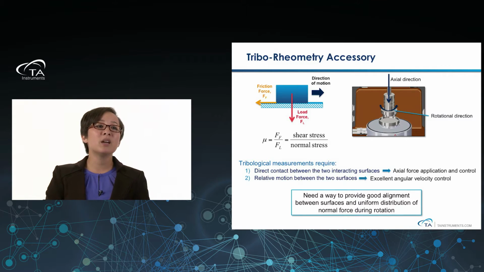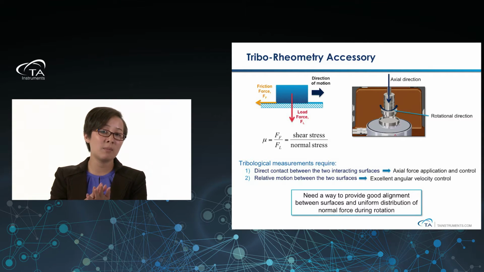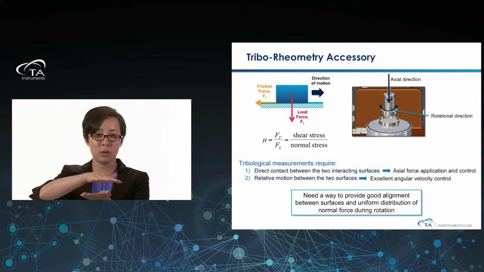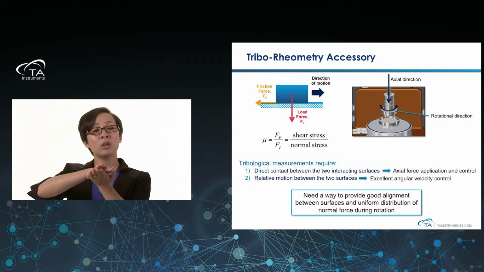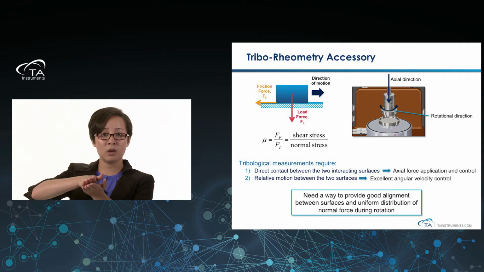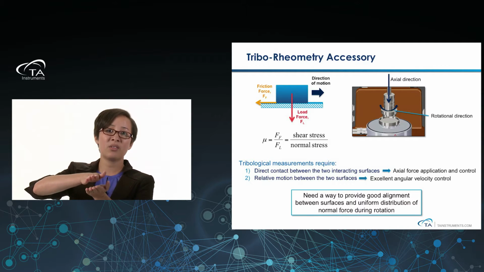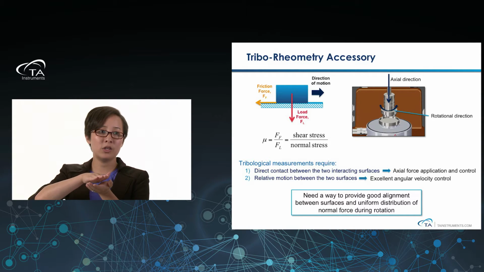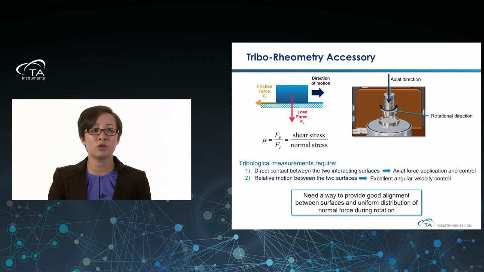The thing we need to consider is that now we need a way to provide good alignment between these two surfaces, because as I mentioned, these surface asperities are not uniform throughout all of the surface. We want to make sure that we uniformly distribute that load force between all the surfaces in contact, not only when it's standing still, but also when we're rotating or when they're moving past one another. As these surface asperities move past one another, we're going to have different length scales, if you will. So we need to provide a way to make that axial force uniformly distributed.